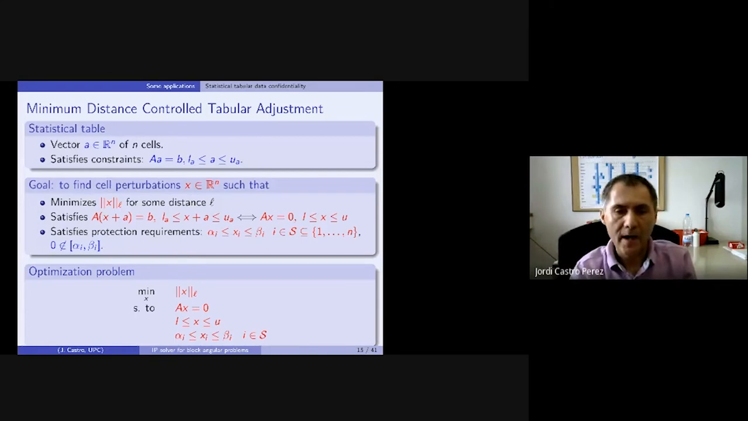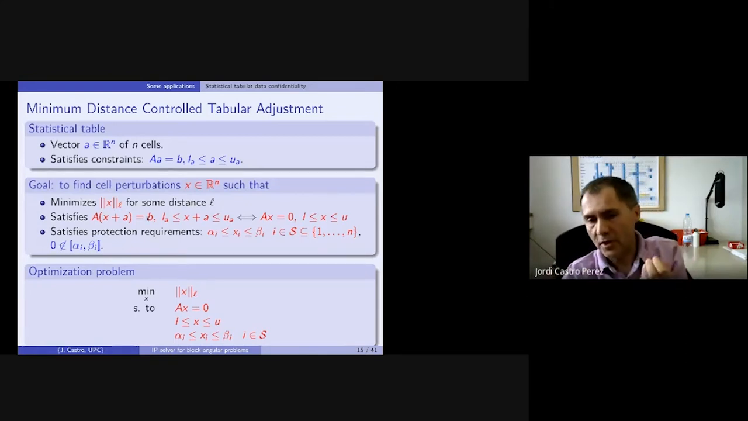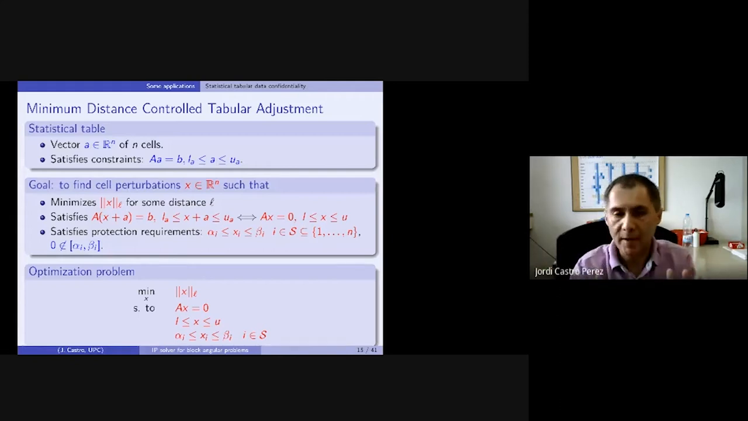So, and of course, we force some perturbations to apply. If not, the optimal value is to make no perturbation, so the x will be zero. We will not perturb it. But we force here, using this equation, that some cells have to be perturbed. These are the sensitive cells, the cells that we want to protect, okay?